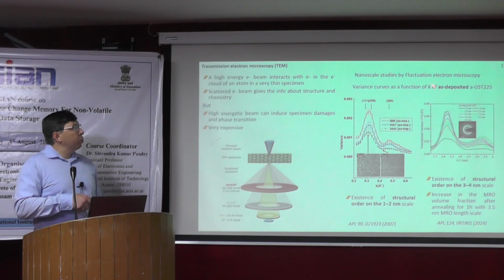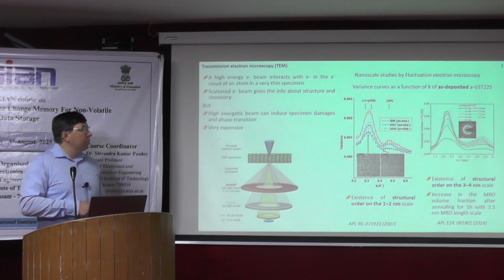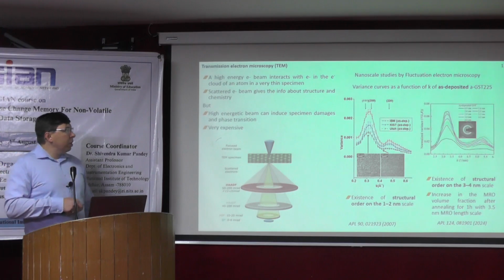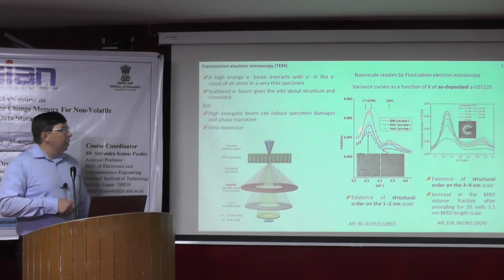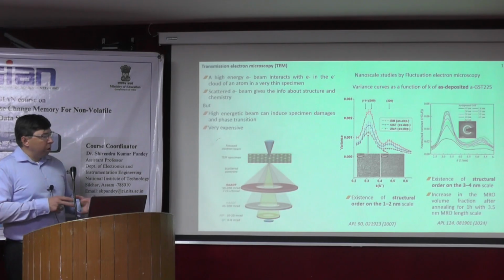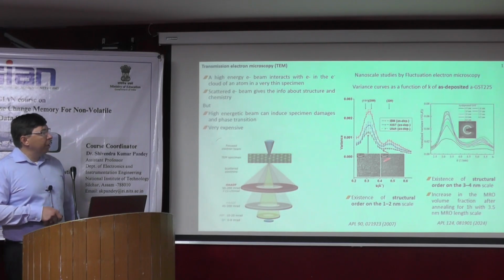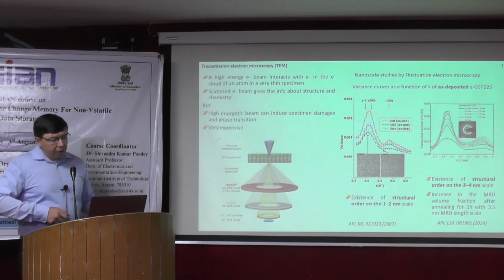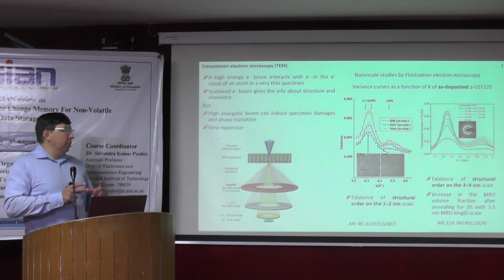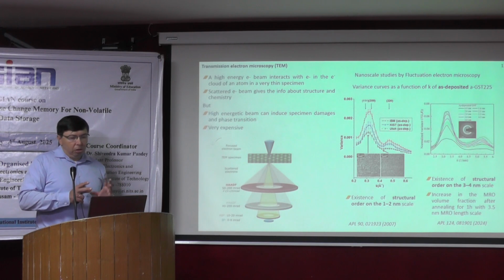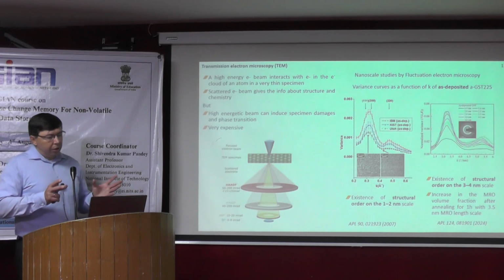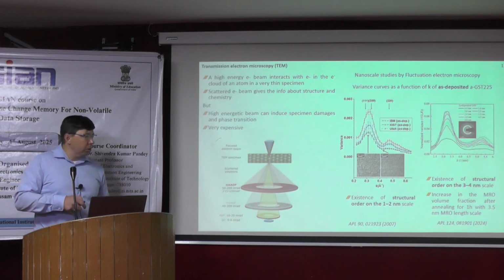For example, fluctuation electron microscopy. This is one of the methods, and here you can study the short-range order in the material, but it does not really give you the distances in this case. It gives you the clusters or domains, on which length scale this ordering occurs.